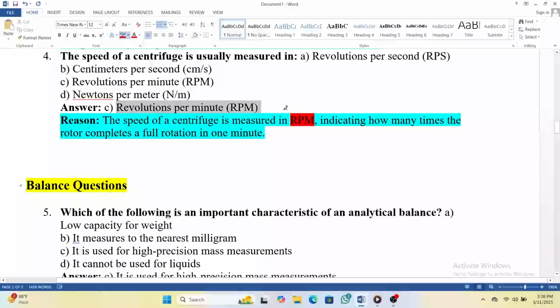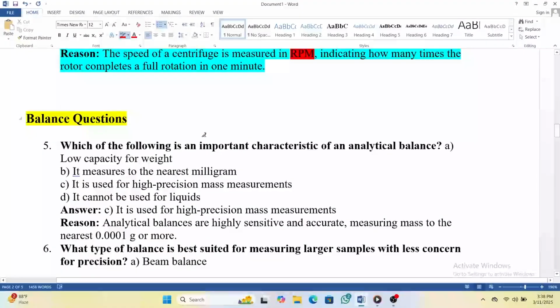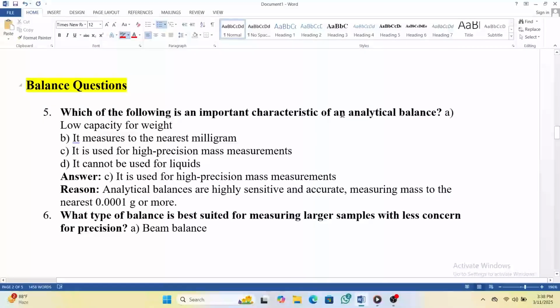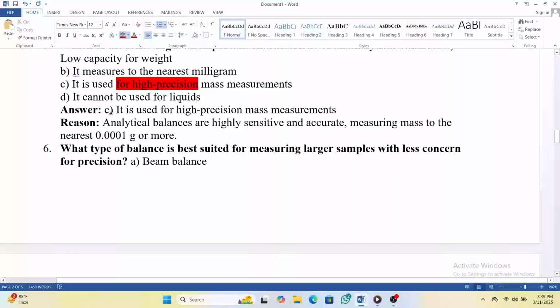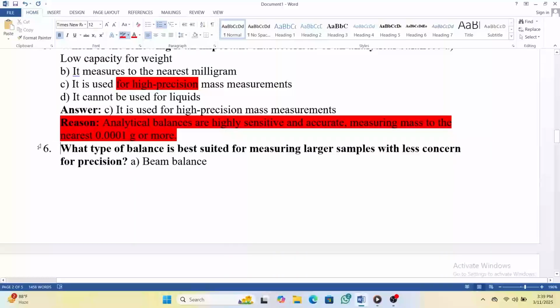Balance questions. 5. Which of the following is an important characteristic of an analytical balance? A. Low capacity for weight. B. It measures to the nearest milligram. C. It is used for high-precision mass measurements. D. It cannot be used for liquids. Answer. C. It is used for high-precision mass measurements. Reason. Analytical balances are highly sensitive and accurate, measuring mass to the nearest 0.0001 g or more.